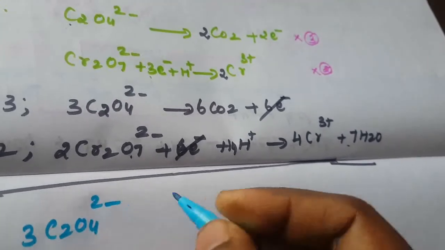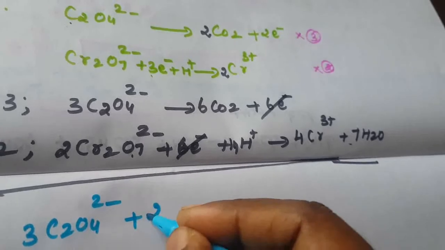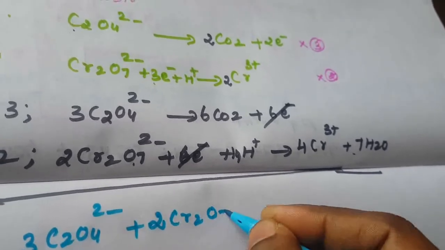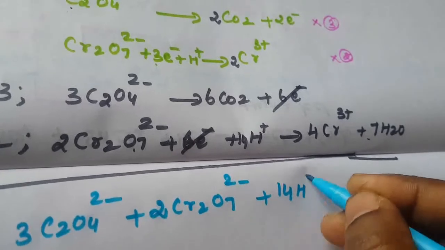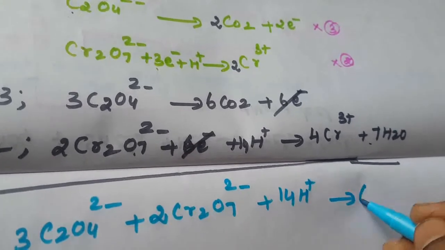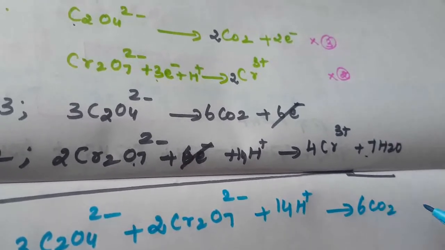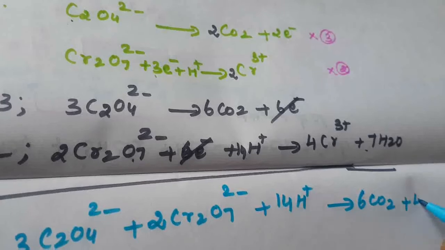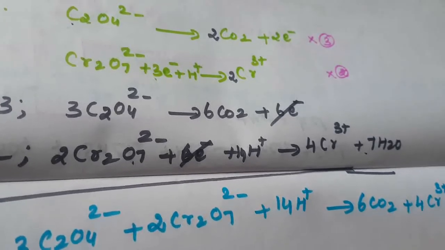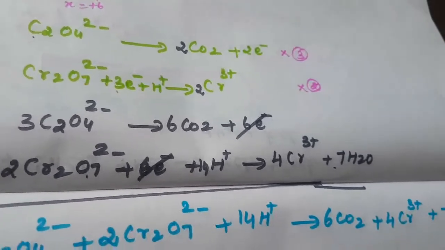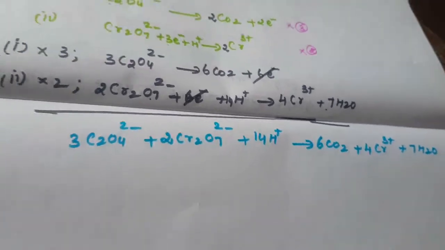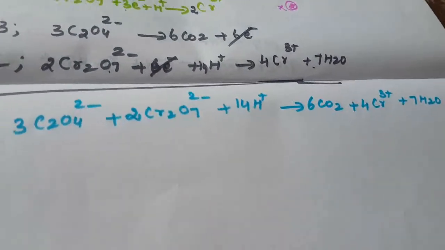3C2O4 2 minus plus 2Cr2O7 2 minus plus 14H plus gives 6CO2 plus 4Cr3 plus plus 7H2O. Okay, so that is the final balanced equation. So this is the balancing of that equation by the ion electron method.